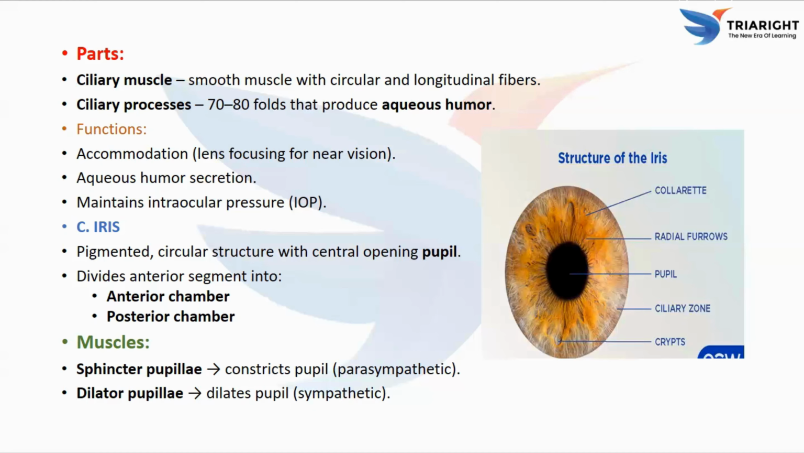So what are the functions of aqueous humor? It maintains the intraocular pressure. It also nourishes the cornea and lens because both are avascular. It also removes metabolic waste.